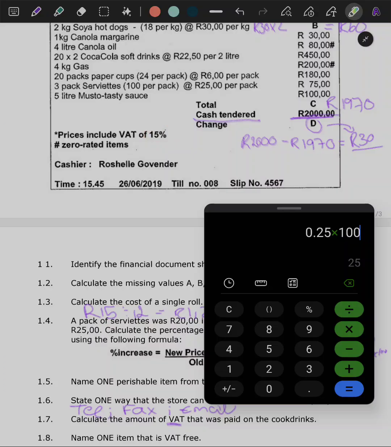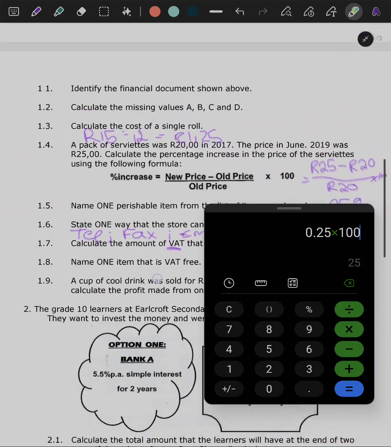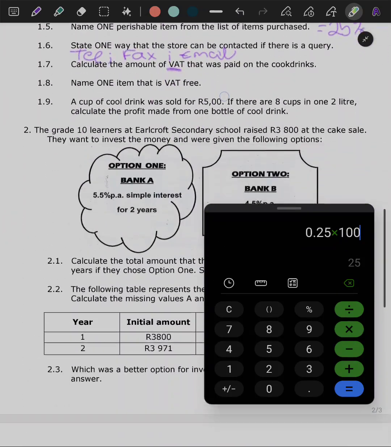Okay, and they're wanting it on the Coca-Cola. So if I look at the Coca-Cola here, it was 450 Rand. And that includes VAT because till slips always have VAT in it. So 450 Rand. Let me go down here.